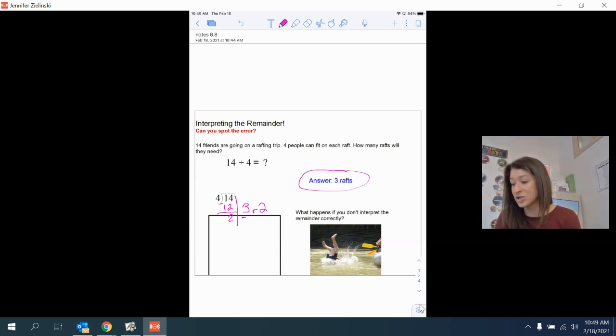So if we don't interpret the remainder correctly, what's going to happen to our people? Here's a little funny image of there's not going to be enough rafts. So what we would need to do is, instead of having 3 rafts, we would need to round this up to have 4 rafts so that we can fit those 2 extra people into a raft, and we don't leave them behind or they don't fall in the water. So let's take a look at another example of what we could do. And this was an example of how we rounded our answer up, which is one way that we can do that.